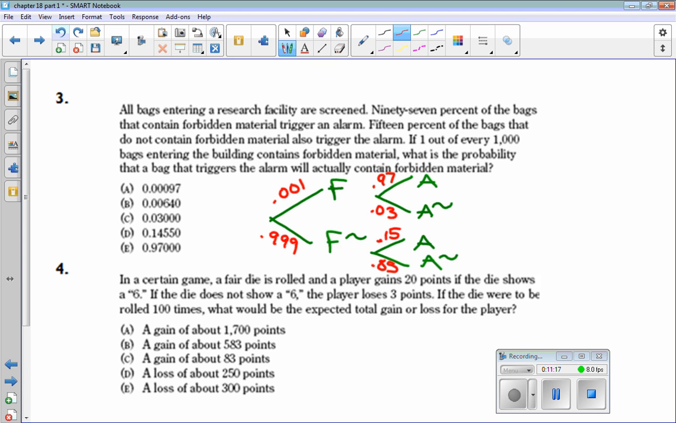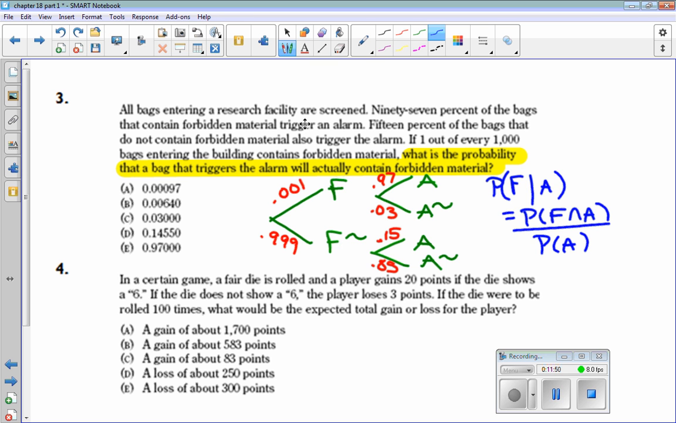So we have to ask ourselves, what is the question asking? What is the probability that a bag that triggers the alarm, so given that it's triggered the alarm, what's the probability that it actually contains forbidden material? So given that it's triggered the alarm, what's the probability that it contains forbidden material? So this is what we're looking at. Do you agree? Okay. So that's going to be the probability of forbidden and alarm divided by the probability of alarm.